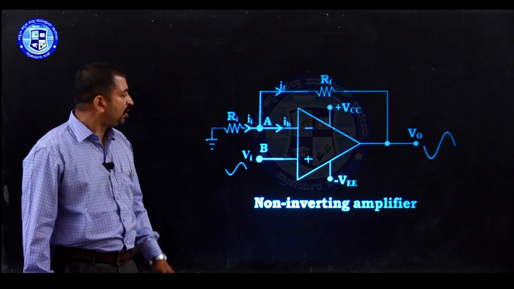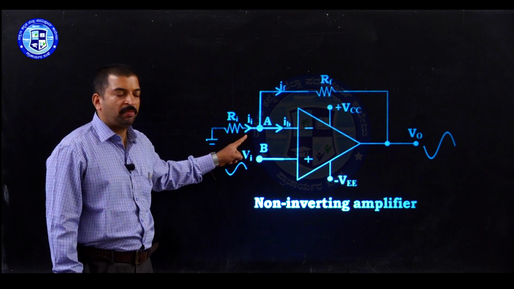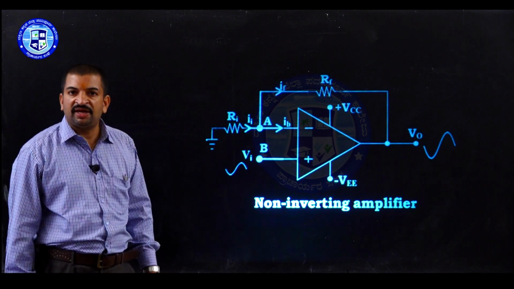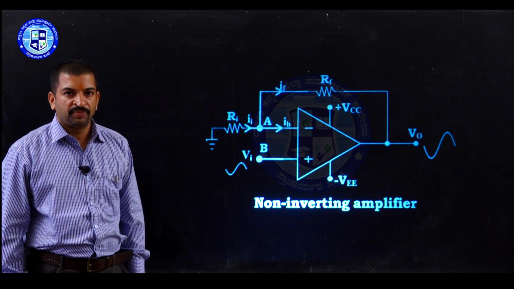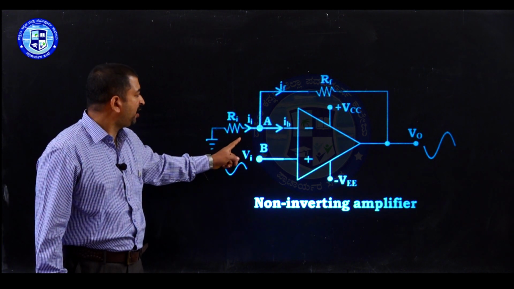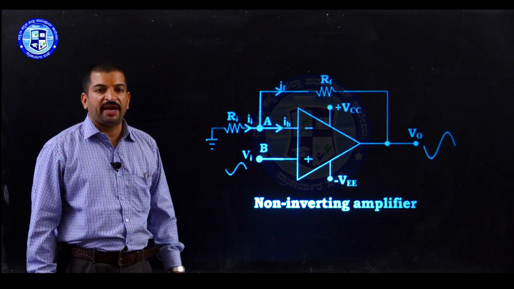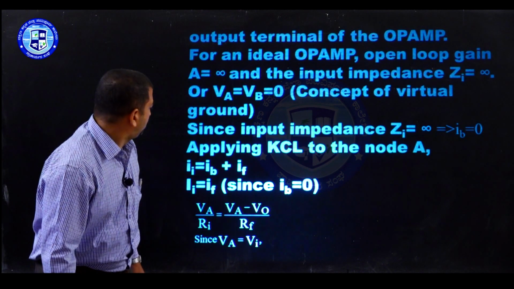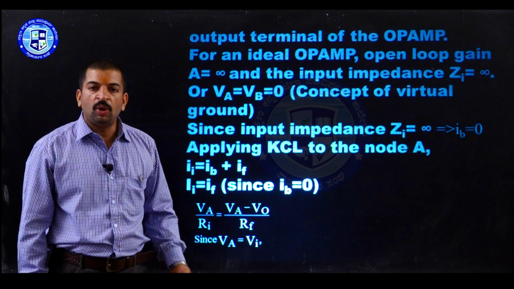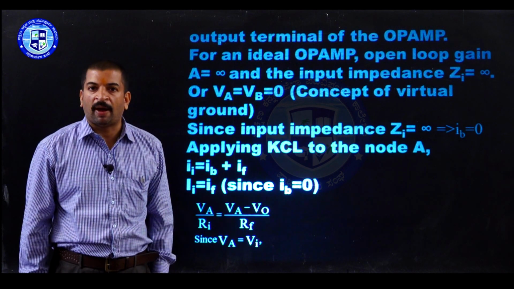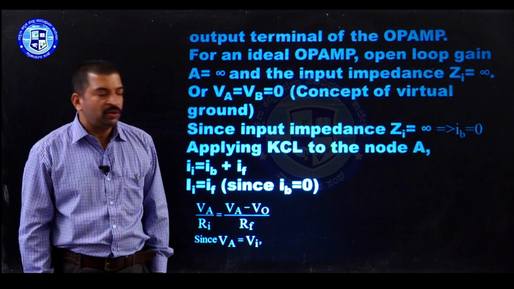According to KCL, look at the circuit diagram. Ii is the current entering the node, Ib and If are the currents leaving the node. So according to KCL, Ii is equal to Ib plus If. Now since the input impedance of the op-amp is infinity, no current can flow through the input of the op-amp. Therefore, Ib is equal to 0.